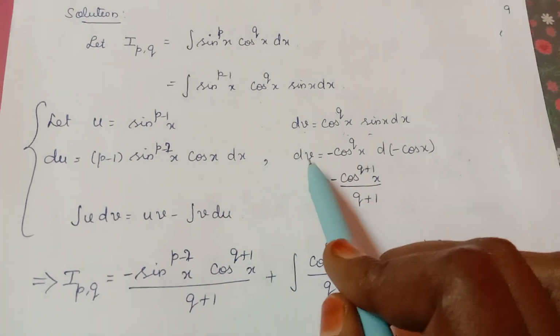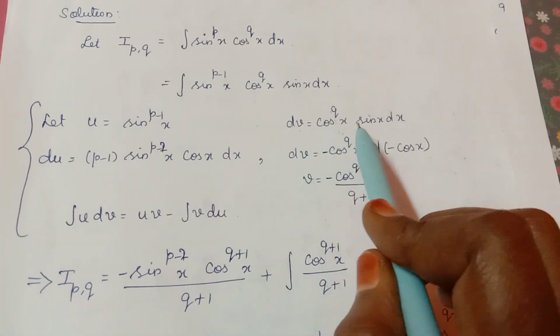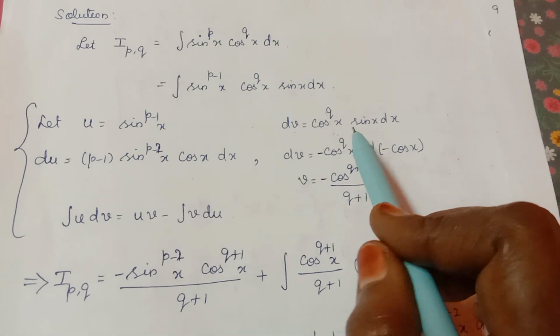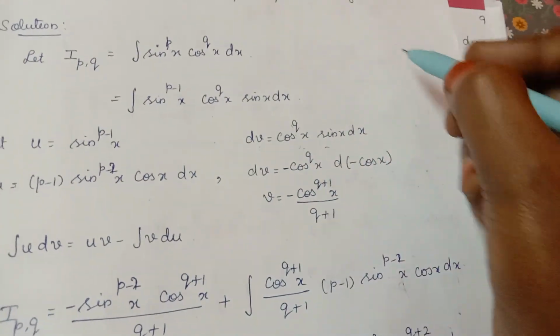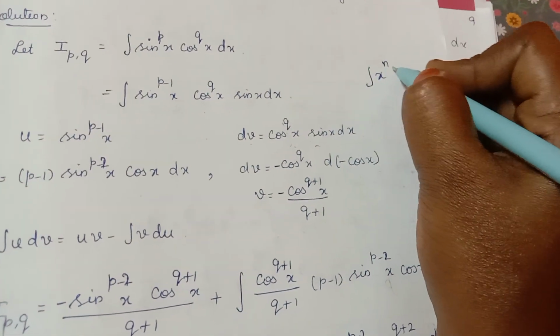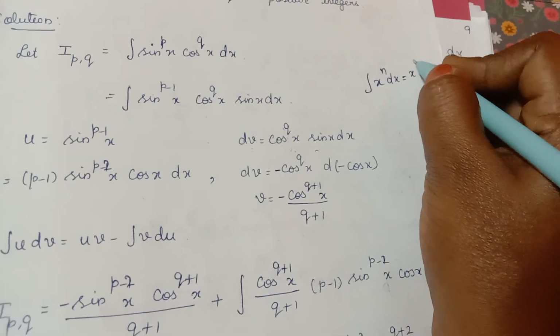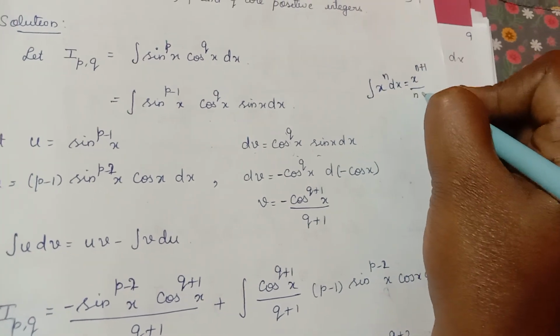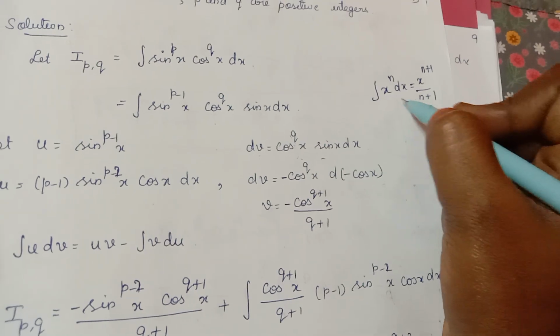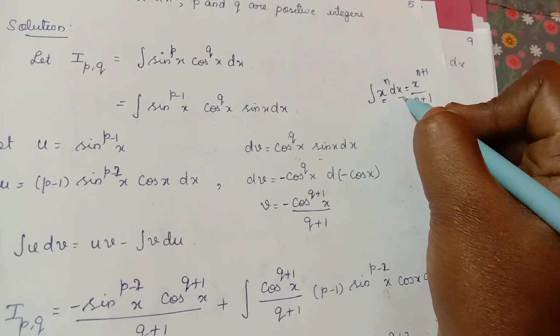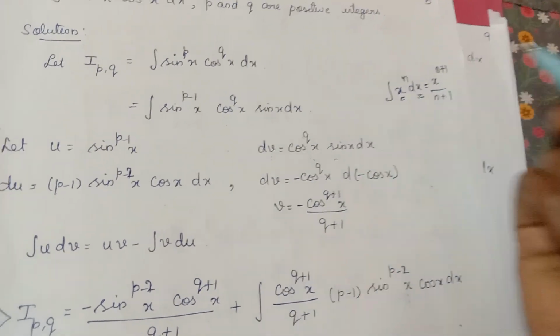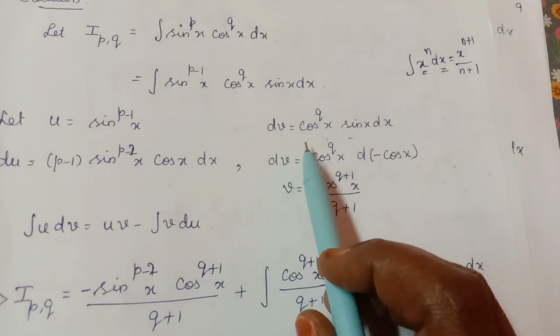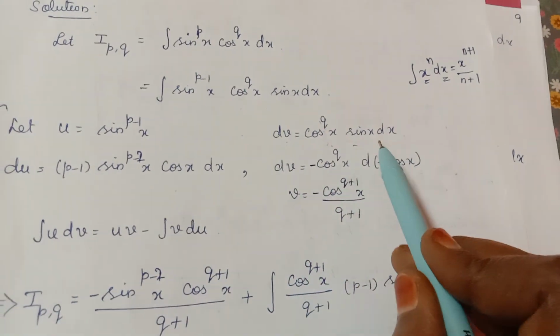Now let us come to dv. dv equal to cos power q x into sin x dx. See, let me explain. Integration of x power n dx is equal to x power n plus 1 by n plus 1, isn't it? This formula is true only when both the functions are the same, otherwise this formula is not applicable. So here cos power q you have, but here what you have?